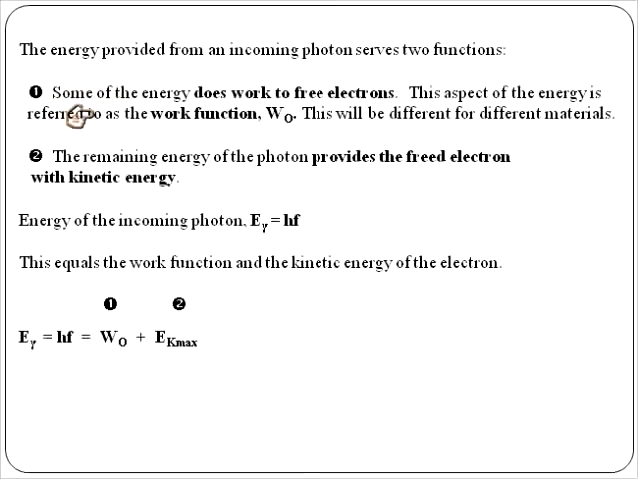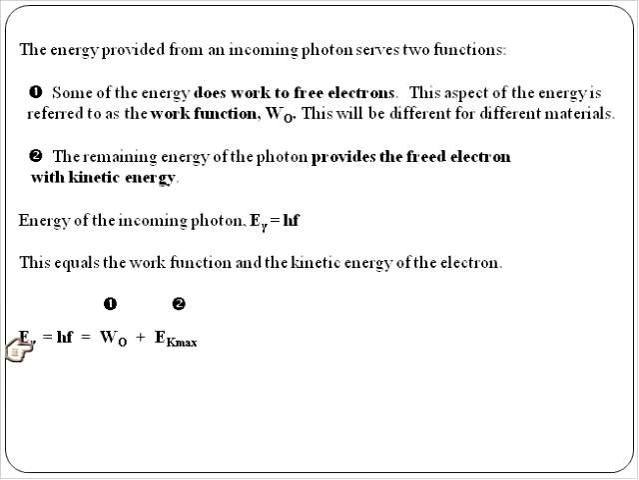We call that the work function. That is the minimum energy that we need to bump those electrons off. And then whatever energy is left over is going to provide those freed electrons with kinetic energy. So it's two parts. First of all, we have to free the electrons to begin with. We call that the work function. And then whatever's left over is going to cause those electrons to move with kinetic energy. So essentially, this is the formula.